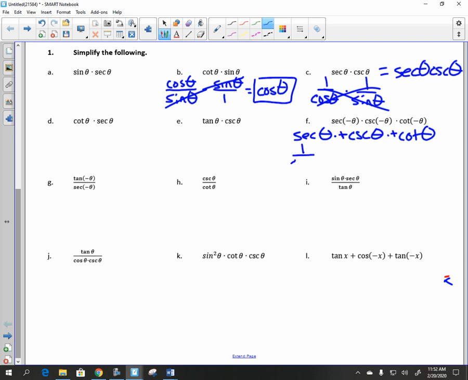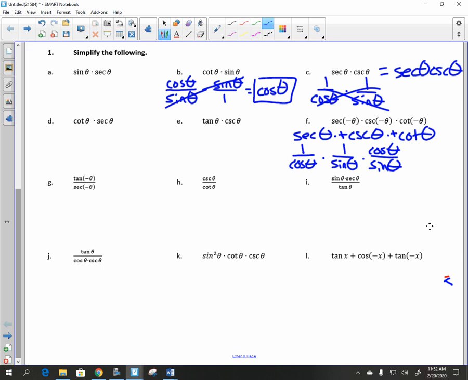So I have 1 over cosine of theta times what? 1 over sine of theta times what? Sine of theta over cosine of theta. Thank you. Cotangent is cosine over sine. I was actually thinking about the next problem. I just listened to whatever you said.